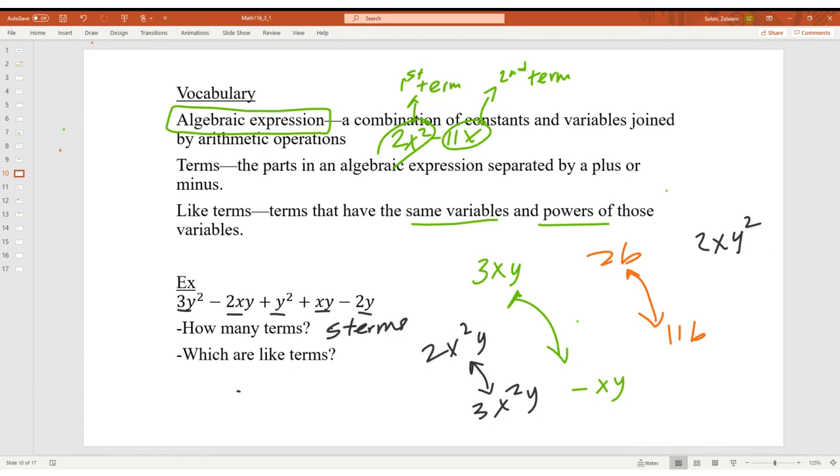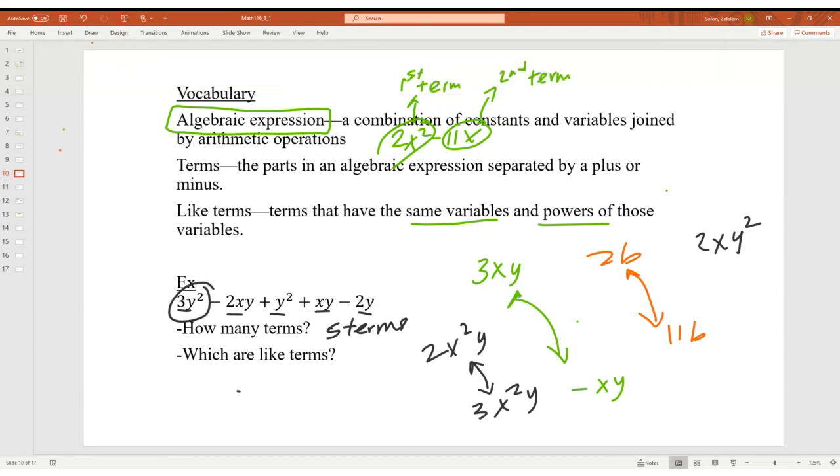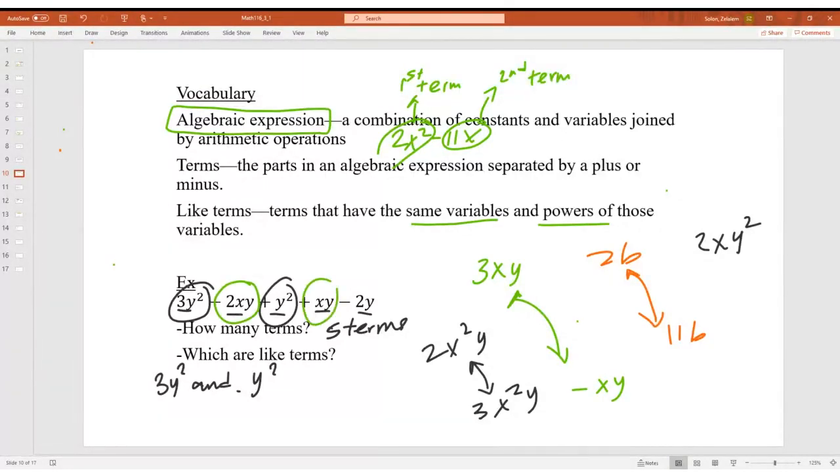And the next question says which ones are like terms. Look at the first one, 3y squared, and we have something similar to it, which is just y squared. So 3y squared and y squared are like terms. The next ones are negative 2xy and xy. So negative 2xy and xy are like terms. The advantage of like terms is they can be added or subtracted. You can simplify the expression even further by adding or subtracting like terms. So that's why we are interested in finding like terms and identifying terms of the expression. Any question on this example?